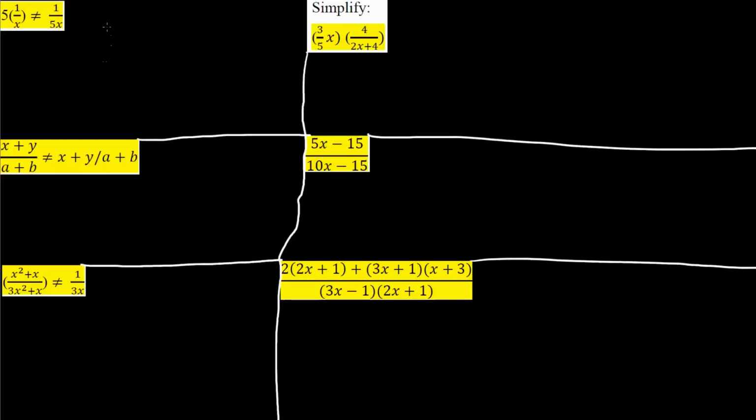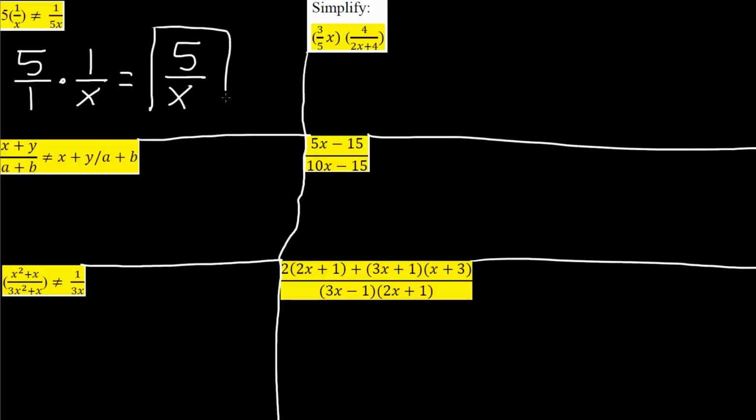Okay, in this video, we will go over 3 misconceptions for fractions, and we'll also solve 3 fraction problems. So the first misconception is that 5 times 1 divided by x is not equal to 1 divided by 5x. In fact, what we do here is simply write 5 divided by 1 times 1 divided by x. And like what we do for multiplication, we'll do 5 times 1 is 5, x times 1 would be x, and so the answer would actually be 5 divided by x.